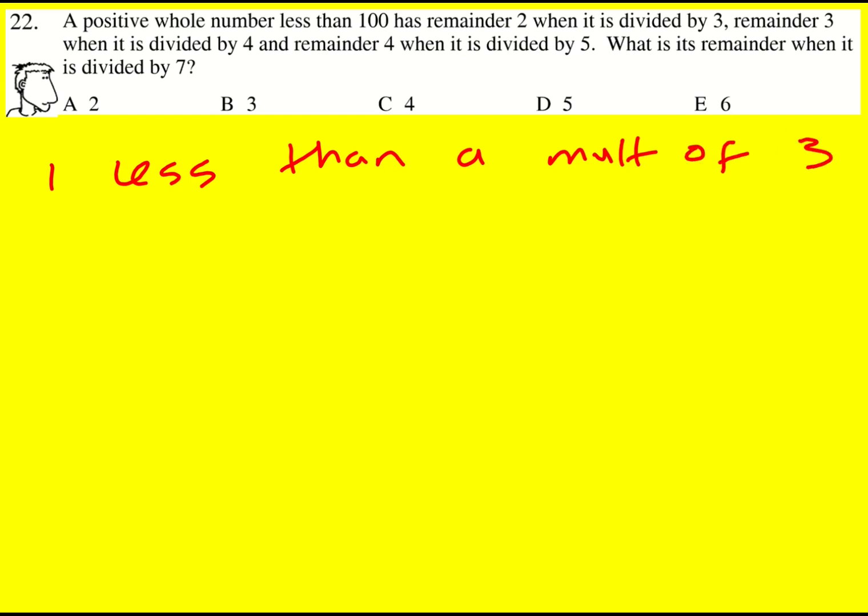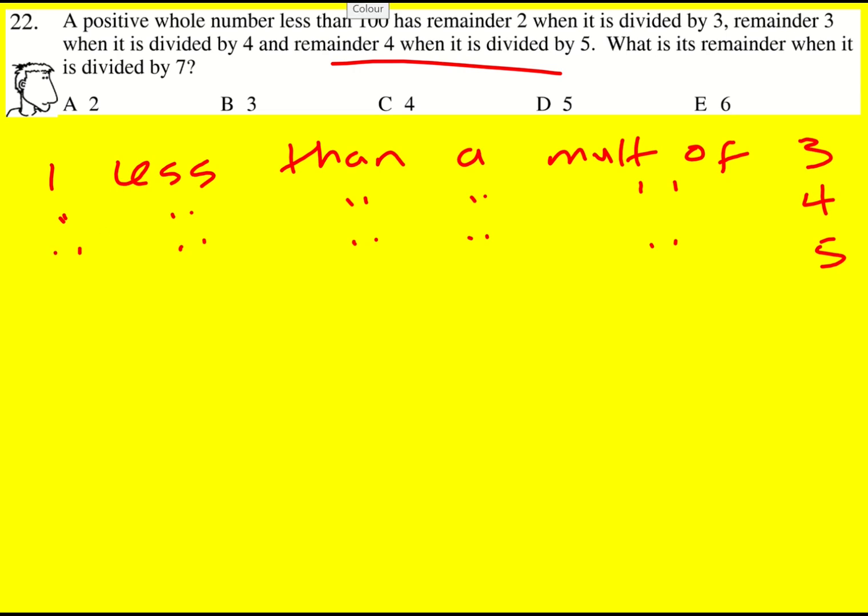And then remainder 3 when divided by 4, 3 more than a multiple of 4, that's equivalent to 1 less than a multiple of 4. And then the same goes with 5. If it's 4 more than a multiple of 5, as indicated here, it's going to be 1 less than a multiple of 5. And we can combine these now.